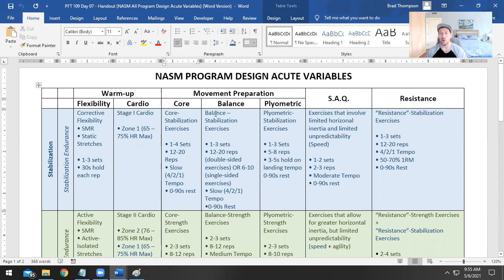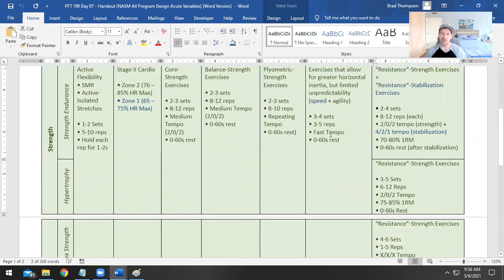Stage 2 clients, moving on from there, they got core. You've got core stabilization, balance stabilization, plyometric stabilization, right? SAQ, really you're only going to focus on speed movements. SAQ stands for speed, agility, and quickness. We're pretty much going to spend all our time on speed. And then for resistance training, you can see these are all the numbers we laid out earlier. 1 to 3 sets, 12 to 20 reps, 4-2-1 tempo, 50 to 70% of the 1 rep max, and 0 to 90 seconds of rest.